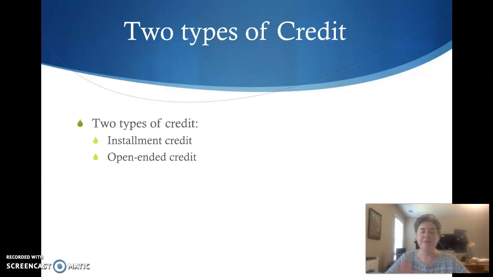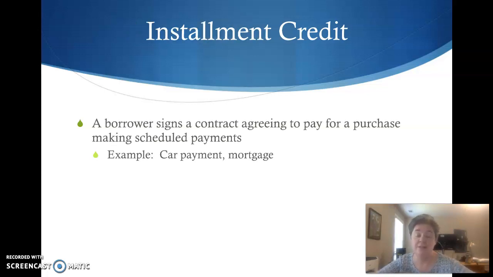All right, so anyway, two types of consumer credit as far as the lender is concerned. That's installment credit and open-ended credit. And we're going to look at both of these individually. Okay, so the first one is installment credit. This is where you agree to pay for a purchase making scheduled payments, like a car payment or a mortgage. I'm going to pay X number of dollars every month until it's complete. Okay, that's an installment type of credit.